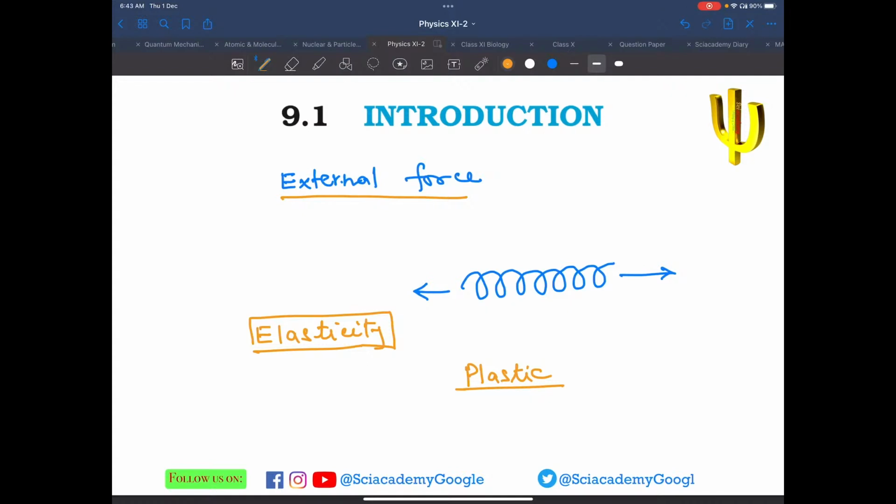And when the body is restore its initial position, then that body is known as elastic body. So there are two things, elastic and plastic. Similarly, there are corresponding elasticity and plasticity.